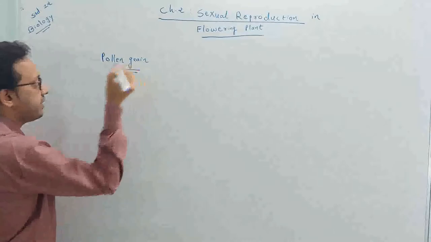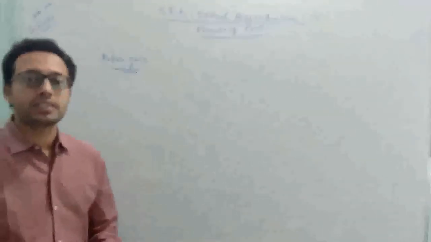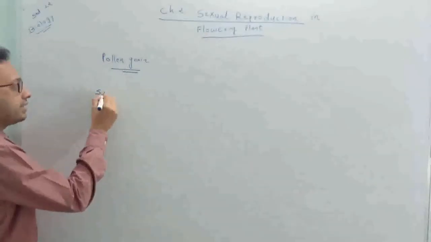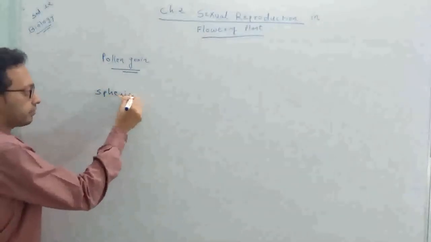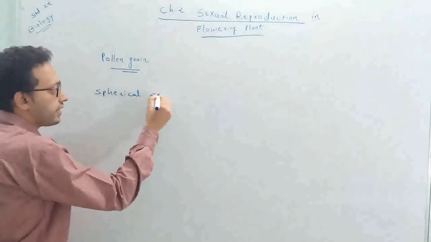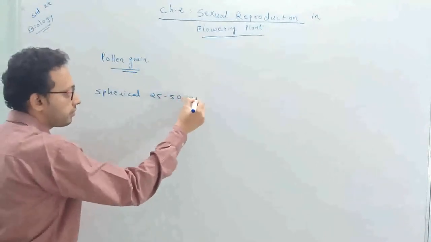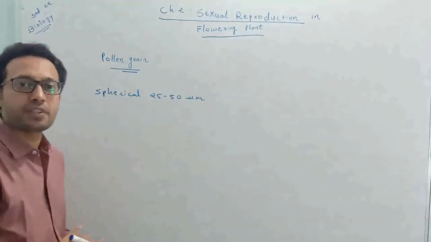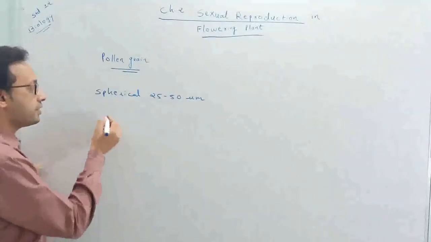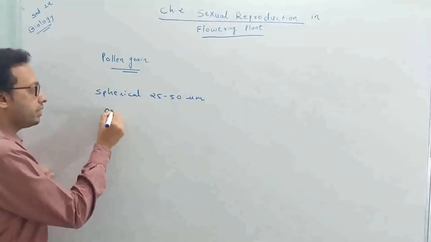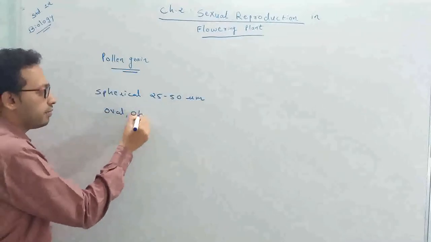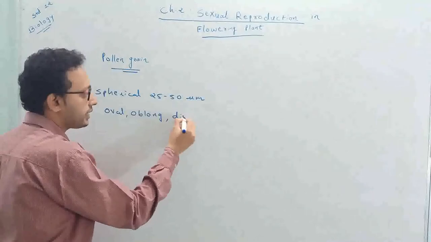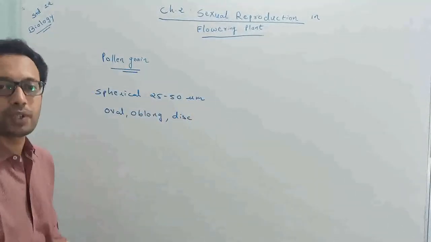I will briefly revise what are the different characteristics of a pollen grain. Pollen grain usually is spherical in shape with a diameter of 25 to 50 micrometer. Apart from spherical, there are also different shapes of a pollen grain. What are the different shapes of a pollen grain? It may be oval, it may be oblong, or it may be disc-like, etc. These are the different shapes of a pollen grain.